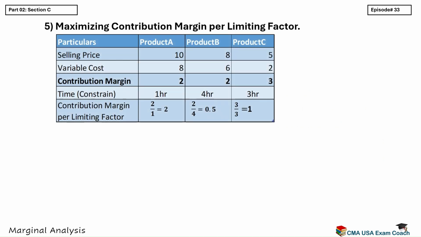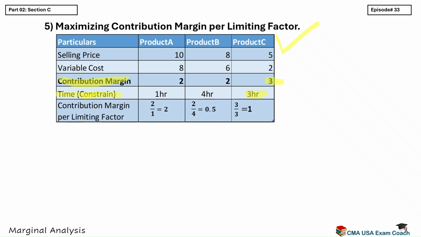In the table, at a glance, we can see that product C is giving the highest contribution margin, $3 per unit. So naturally, we might think, let's produce more of product C, and we'll make more profit. But no, it's not that straightforward. Before jumping to a decision, we have to look at one important factor: the time it takes to manufacture each unit. Product C might give a $3 contribution, but it takes 3 hours to produce one unit.